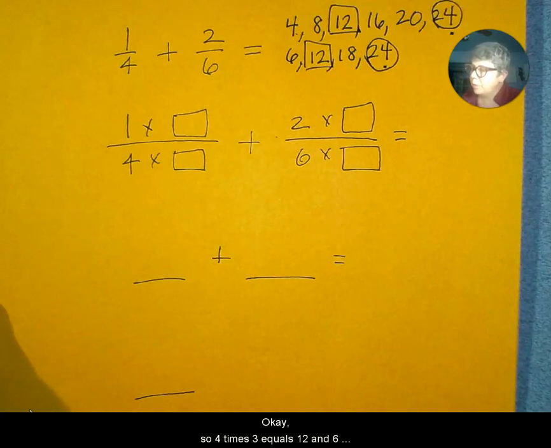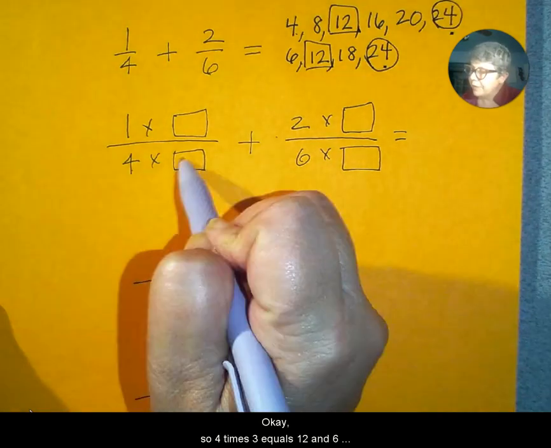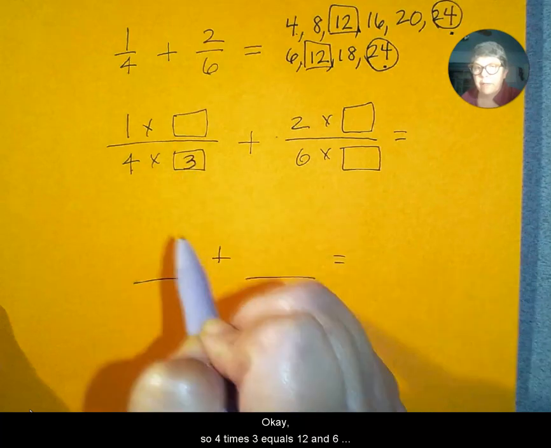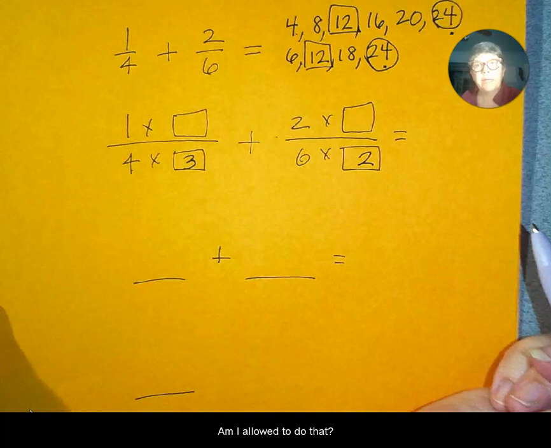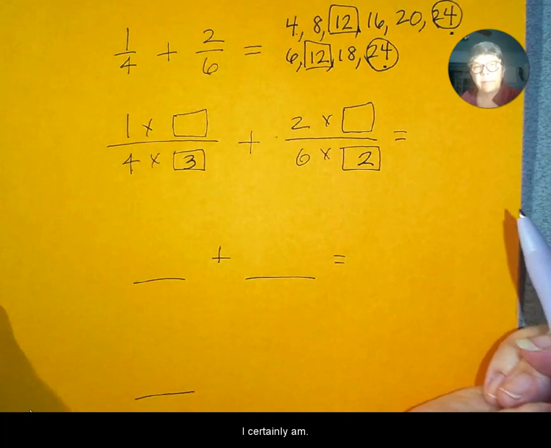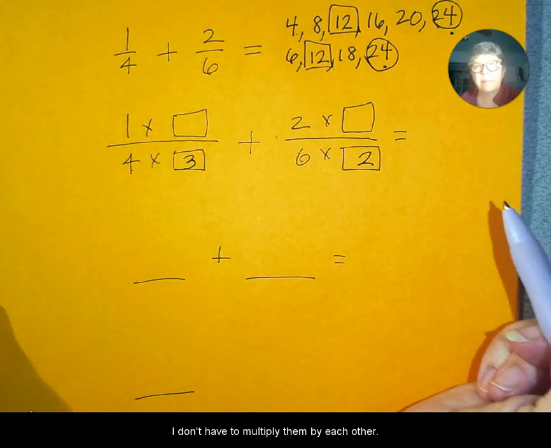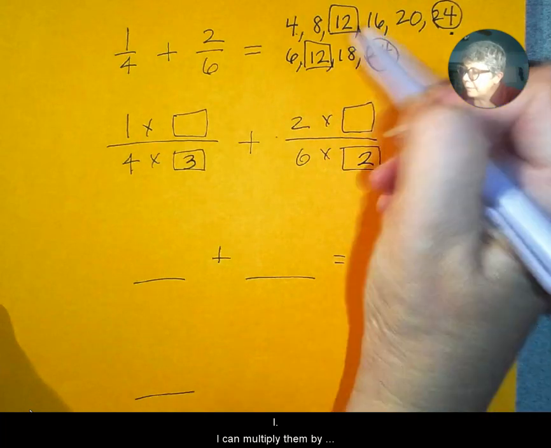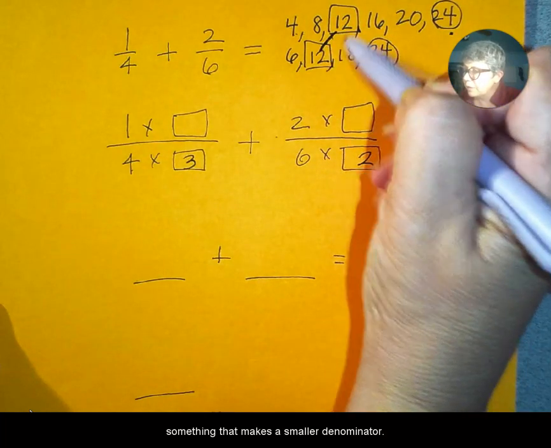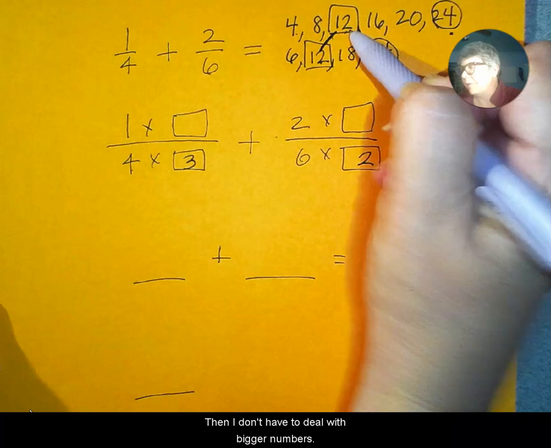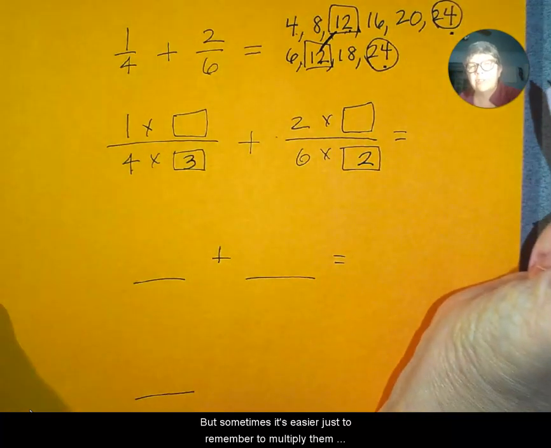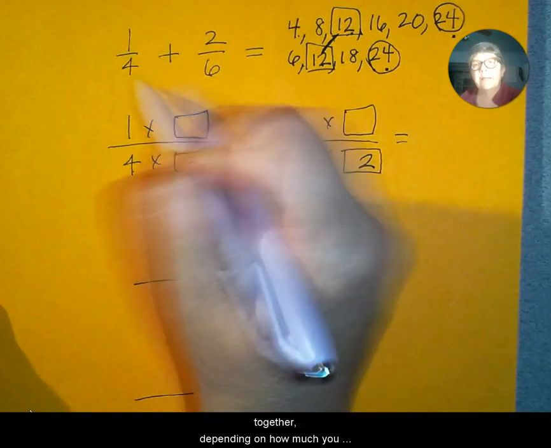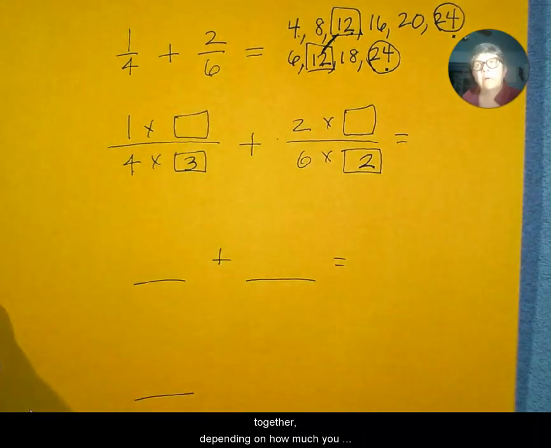Okay? So 4 times 3 equals 12. And 6 times 2 equals 12. Am I allowed to do that? I certainly am. I don't have to multiply them by each other. I can multiply them by something that makes a smaller denominator. Then I don't have to deal with bigger numbers. But sometimes it's easier just to remember to multiply them together, depending on how much you understand fractions, right?